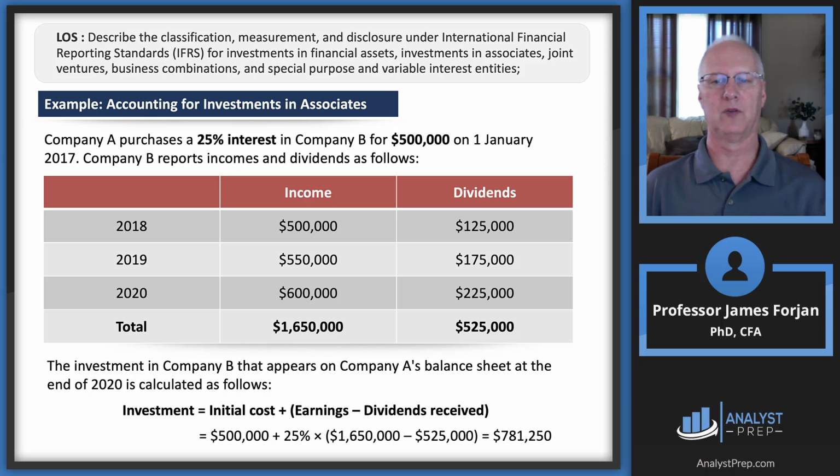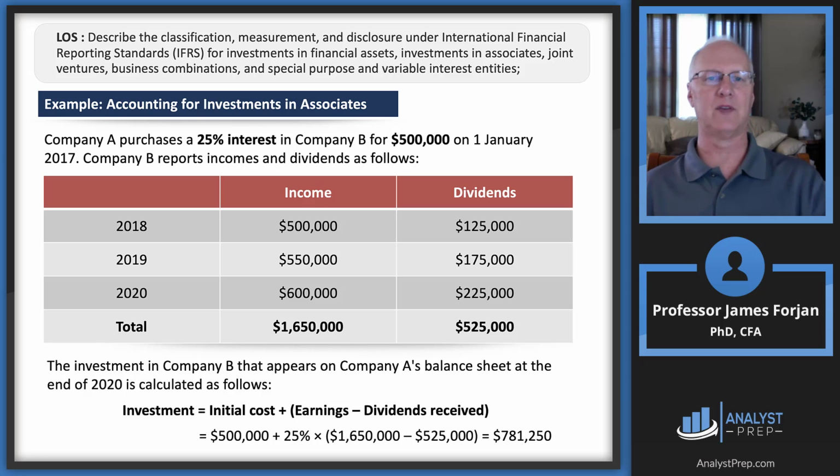So how are we going to put this on company A's balance sheet, because it's an investment in associates? Well, we're going to record it as the 500, right? We initially invested 500, but then over time, what happens? Company B generates some income and they pay us dividends. So we're just going to take the difference between those two, 1.65 million and the sum of the dividends, 525,000. And then we take 25% of that. So that gets us up to, what is that? 781,000. So that would be at the end of 2020.